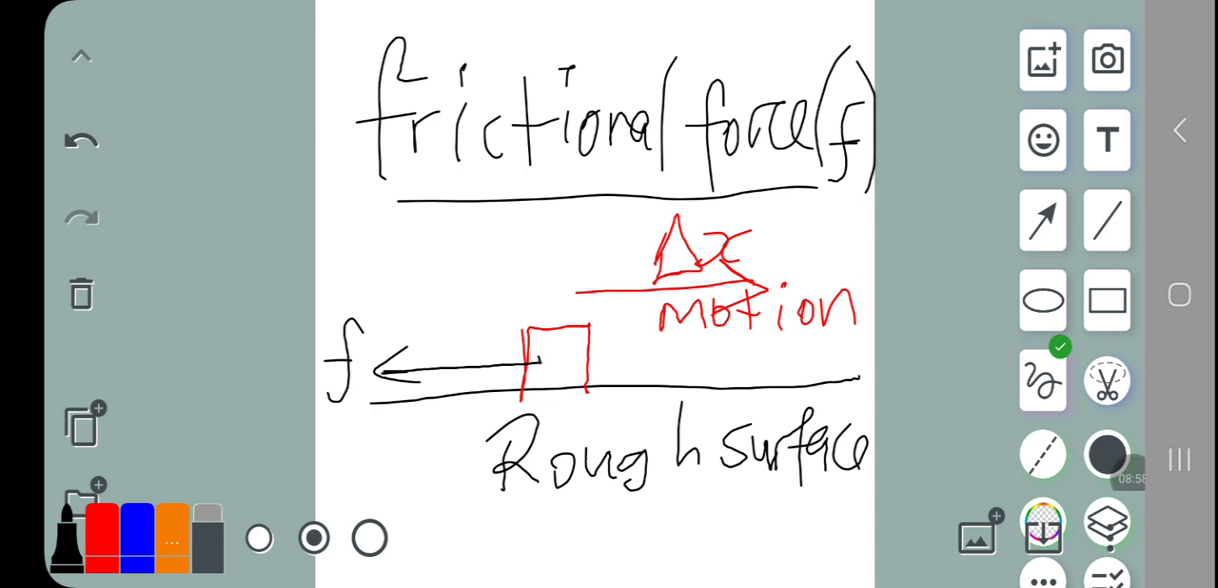And as you can see from the definition, they say that when it opposes the motion, the frictional force must be parallel to the surface. Can you see this one? It's your surface. And can you see that your frictional force is also parallel to the surface? That point is very important. So that is it when I'm talking about frictional force.